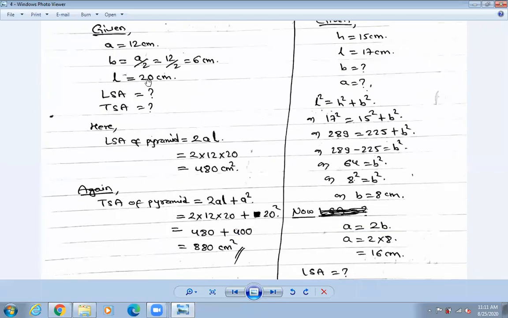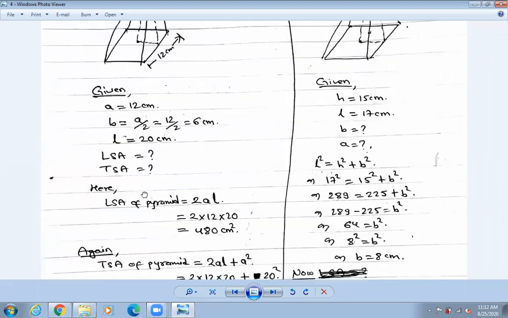So 2 into A is how much? 12. L is how much? 20. Multiply it, you will get 480 square centimeter. And TSA of pyramid is 2AL plus A square. So use the value again. 2A means 12, L is 20, A square means 20 square. So it is going to be 480 from the given calculation, plus 400. When we add it, it is going to be 880 square centimeter. Why are we writing square? Because it is area. Lateral surface area, total surface area. Is that okay?